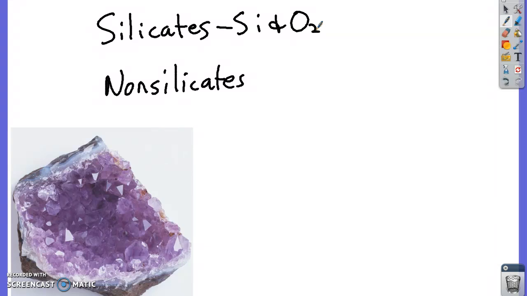The other ones are non-silicates, which obviously are everything else. So they can be anything else besides that. And we'll talk about some of the groups that make them up in a minute. But let's talk about silicates first.